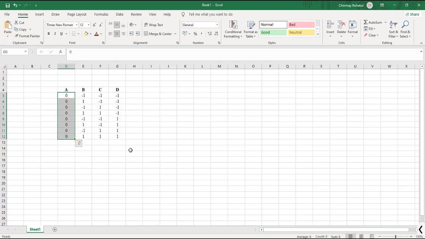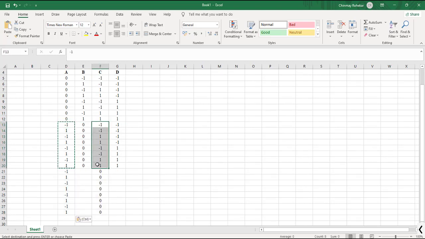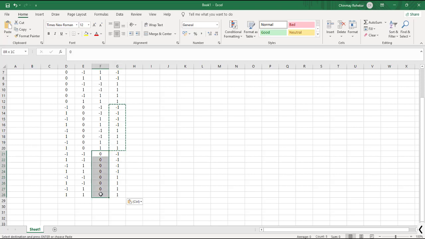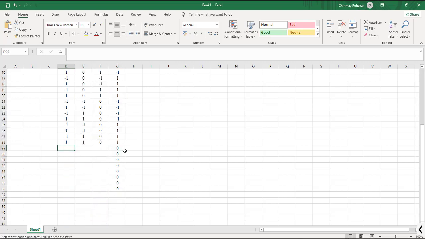keeping A at 0. Then next step, we will make B 0 and we will perform this same experiment for A, C and D. Then we will keep factor C as 0 and perform this experiment for A, B and D. And then we will make D 0 and perform this experiment for A, B and C.